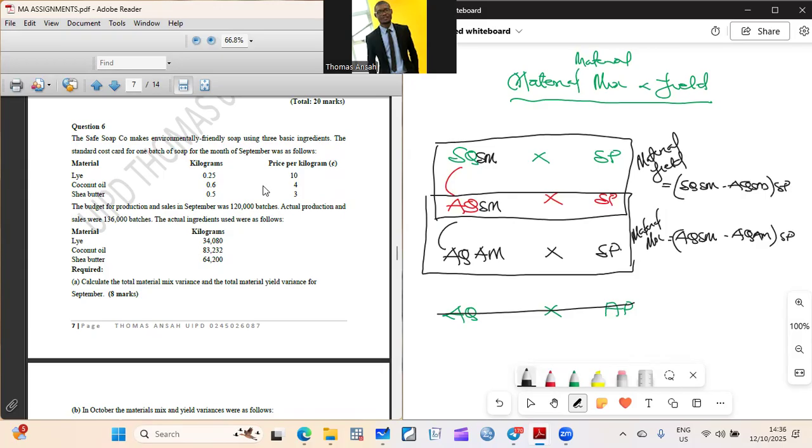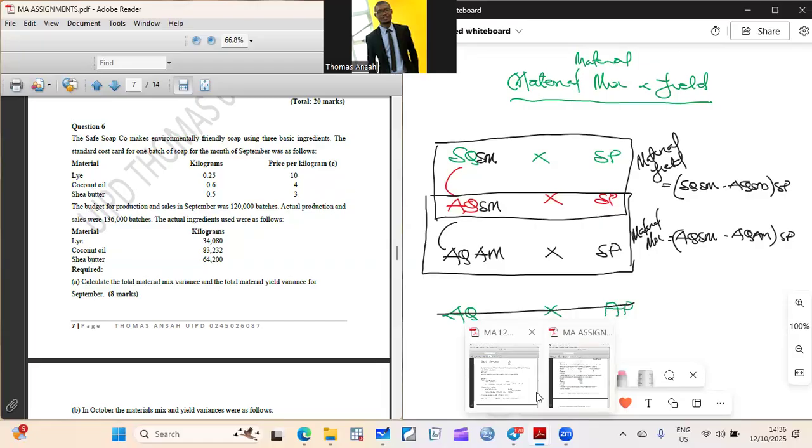So if you take, according to the lye, 34,080, coconut oil 83,232, then shea butter 64,200. You are supposed to calculate the total material mix variance and the total material yield variance. All right. So you know your formulas.